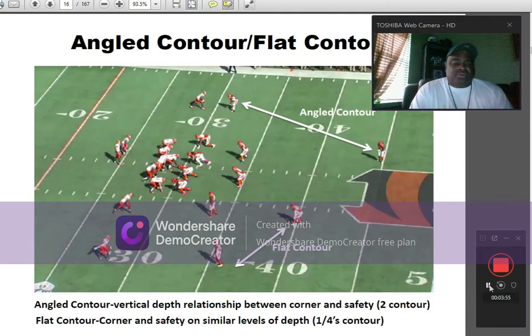Angles and contour in the flats. Angle, contour, vertical depth relationship between the corners and the safety. 2 flat corners. The safety is a similar level in the depth. Look at the safeties. Look how deep that safety is. He's a good 15 yards away from that cornerback. He's angled. Okay? That tells you something right there. And look at the other one. He's basically on a flat vertical plane almost. In football, that's what you would get.